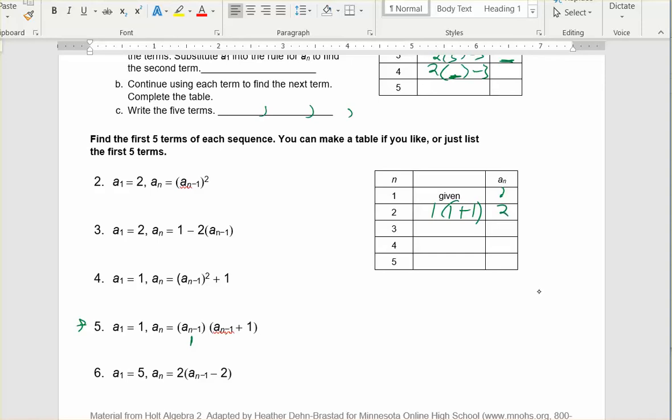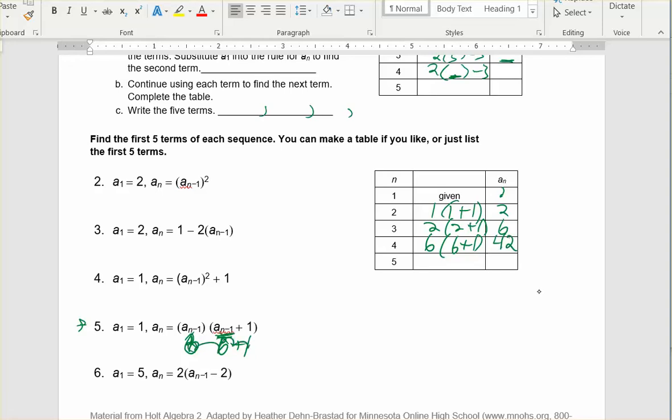So the rule again is I take my term before it, which is 2, and then I have to take that term before it and add 1 to it. So 2 plus 1 is 3. 3 times 2 is 6. Okay. Now I'm going to use my rule again, and I'm going to take the term before it, which is now 6, times the term before it, which is 6, plus 1. So I have 6 times 7, which is 42.